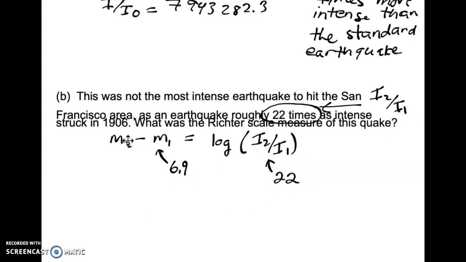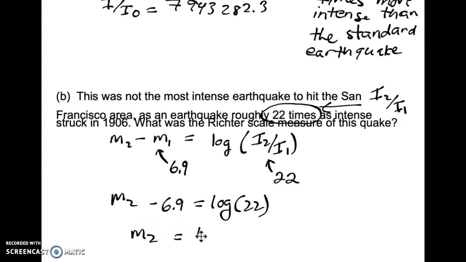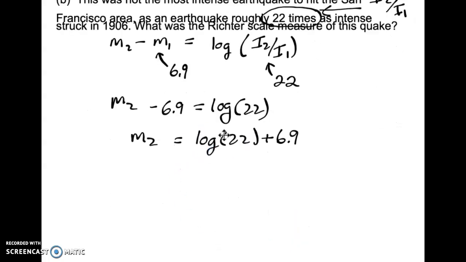And then we just have to isolate our second Richter number. So we have to isolate that M2. So I'll fill everything in first. And then I moved that 6.9 over to the other side. And I'll just round this to 1 decimal place. And I get a Richter number of 8.2.